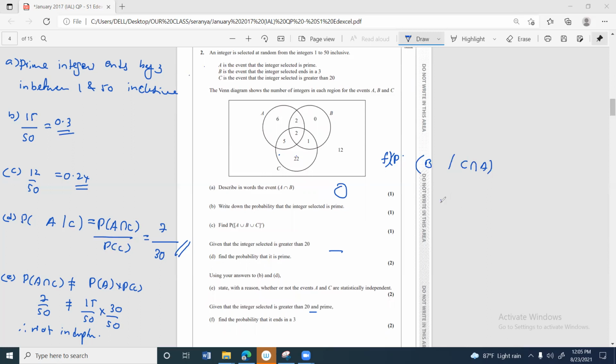Then you can write, according to the definition, probability of B intersection C intersection A divided by probability of C intersection A. The A intersection B intersection C is this bit: 2 out of 50, divided by C intersection A, which is 7 out of 50. So the final answer is 2 out of 7. That's the final answer for this question.